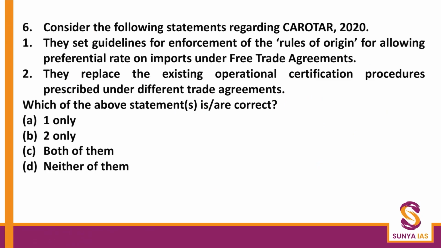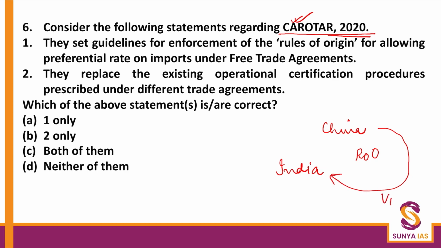Question number 6. Consider the following statements regarding CAROTAR. Okay, class, about CAROTAR, basically, it's a customs administration of rules of origin under the Trade Agreement Rules 2020. Related to customs. You should try to understand, for example, this is China, this is India. India is giving certain concessions under the tariff. Now, what is happening? It is about rules of origin. China is rerouting its goods via Vietnam. Therefore, rules of origin should be specifically mentioned. This is how CAROTAR will deal.